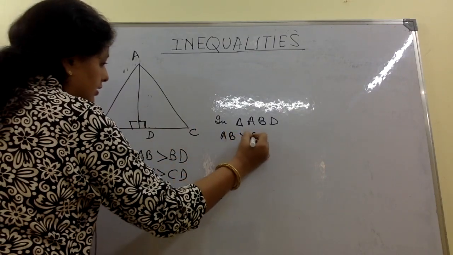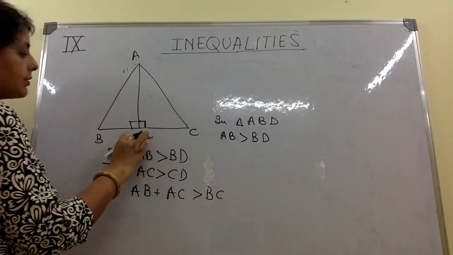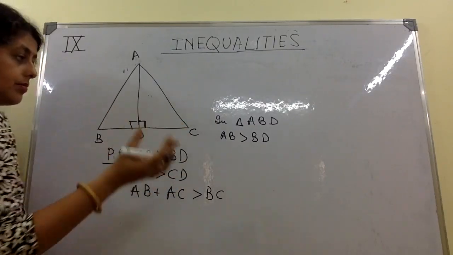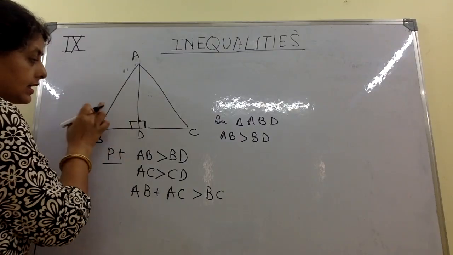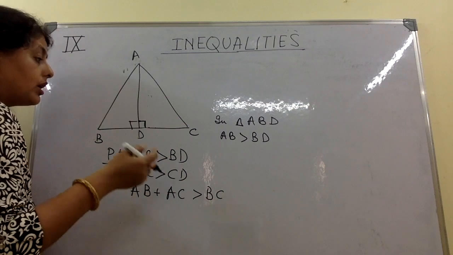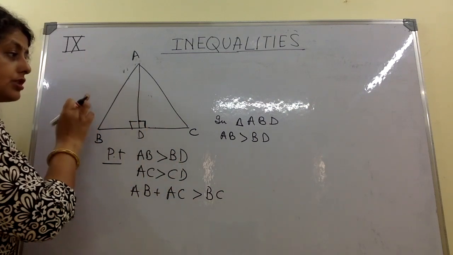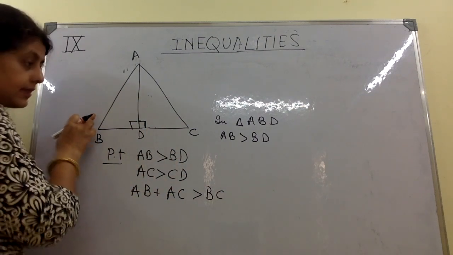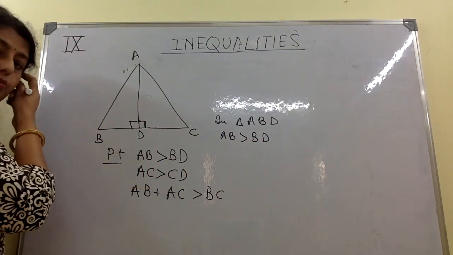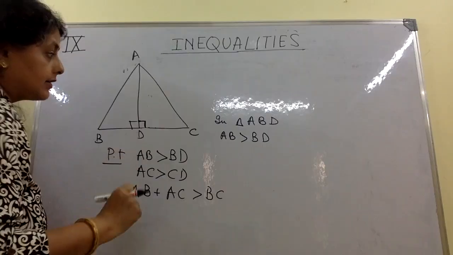AB is greater than BD by the property of the greatest angle, because there cannot be one more angle which will be more than 90 or even equal to 90. So the hypotenuse is always the greatest side. So AB is greater than BD. Any other side of the triangle is smaller than the hypotenuse in a right angle triangle.